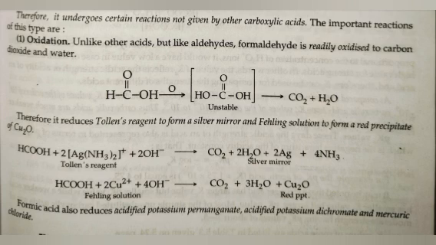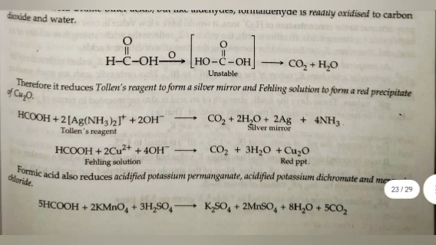For example, formic acid plus Tollens reagent in the presence of 2 moles of OH negative ion gives CO2 plus 2 moles of H2O plus 2 moles of silver mirror plus 4 moles of NH3, and with Fehling's solution it gives CO2 plus 3 moles of H2O plus a red precipitate of Cu2O.